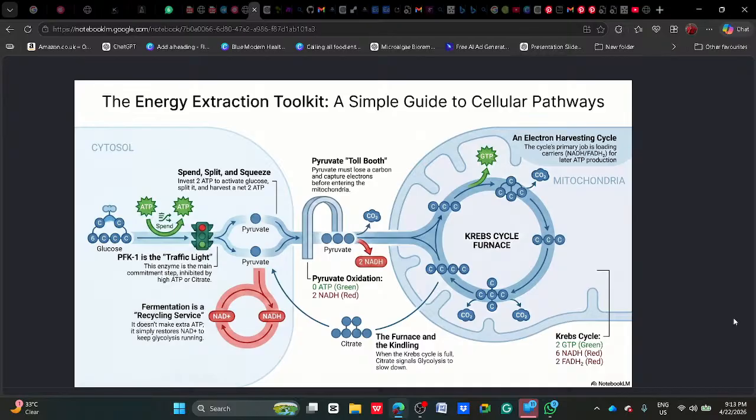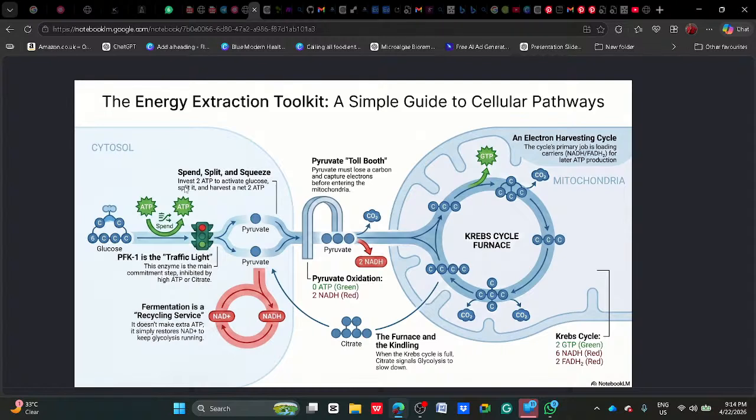And that is what is shown to you here, what is called the energy extraction toolkit, which is a simple guide to cellular pathways. Now, as you can see from here, we are talking about glycolysis. Glycolysis can be known as spend, split, and sequence. You spend, split, and sequence.